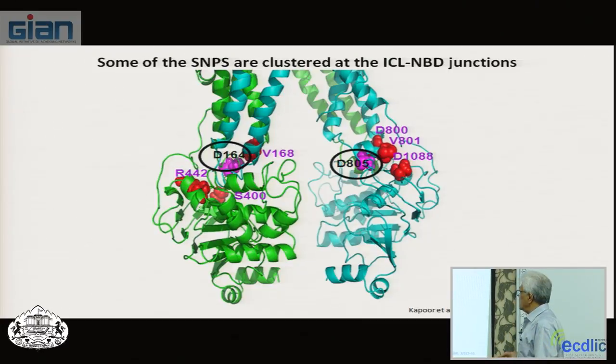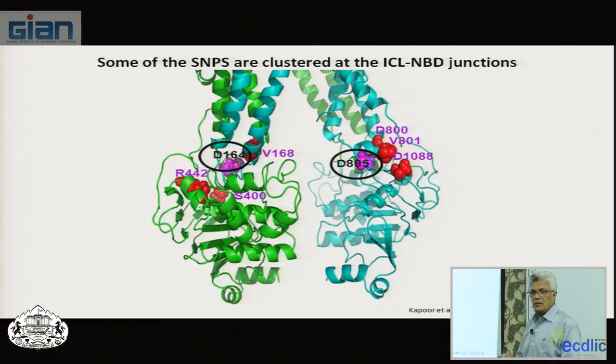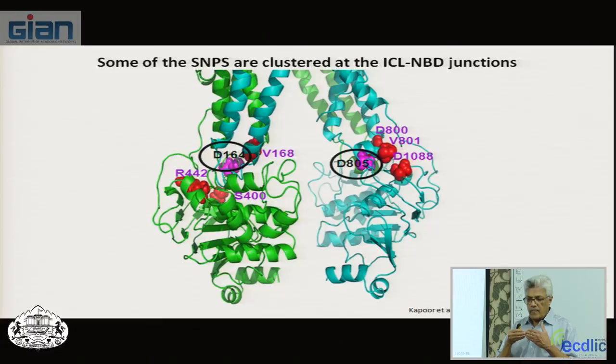So one of the hypotheses is that maybe when you have these clustered polymorphic changes, they may have a role in the proper folding of the protein and then trafficking to the plasma membrane.